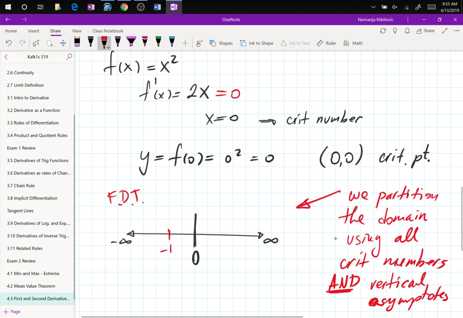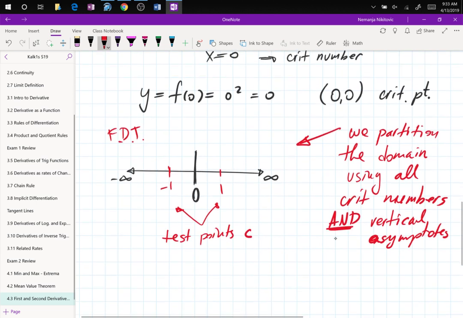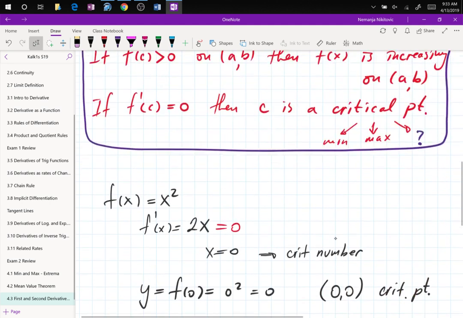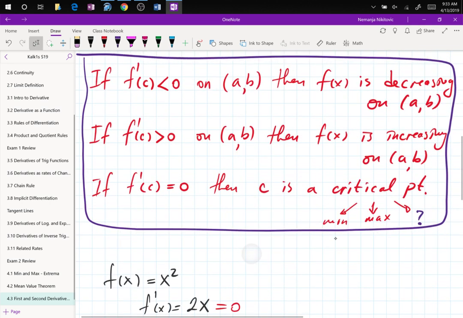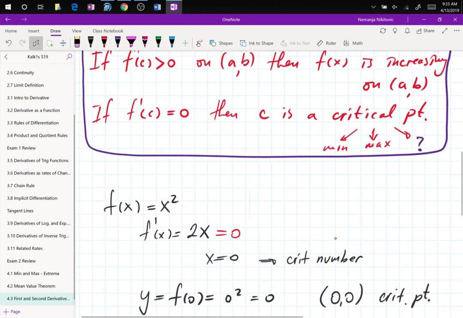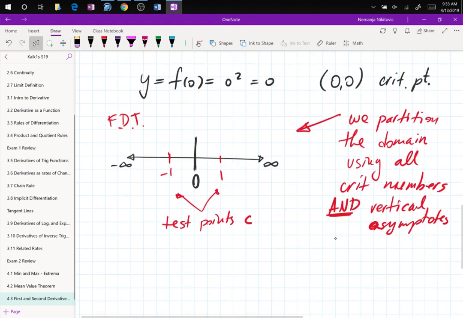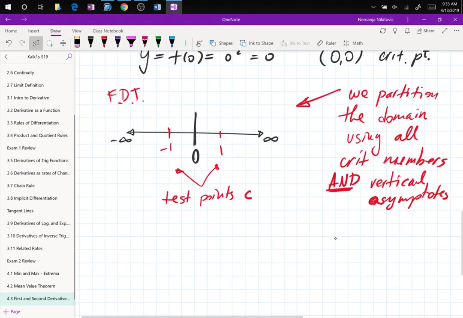And now you pick test points. You can pick -1, 1, 2, whichever number fits inside each partition. So these numbers here are your test points c. Remember how you had f prime of c in the definition? Those are your c's. You pick one in each partition.